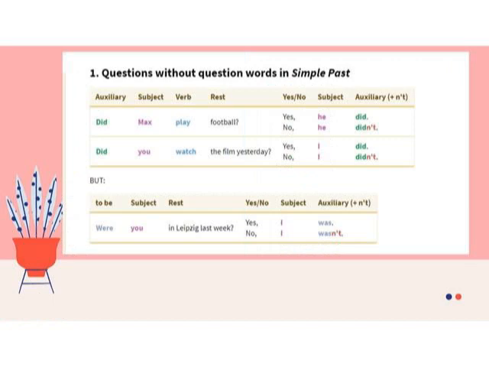How about the formula for the simple past questions? There are two kinds of questions: yes or no questions and also WH questions. First, for yes or no questions, the formula is did plus subject plus verb 1 and the complement. For example, did Max play football? The answer should be yes or no. Yes, he did, or no, he didn't.